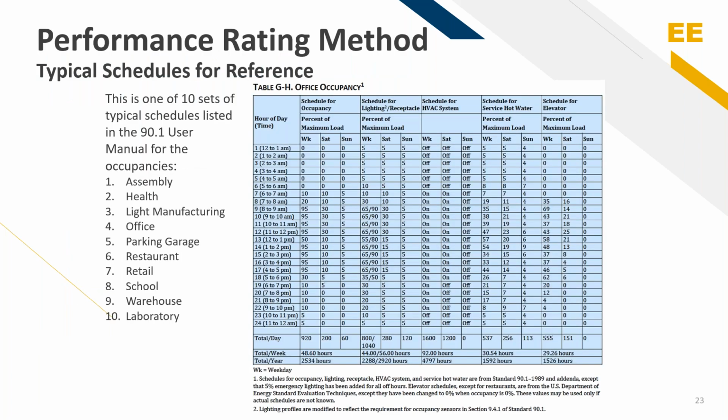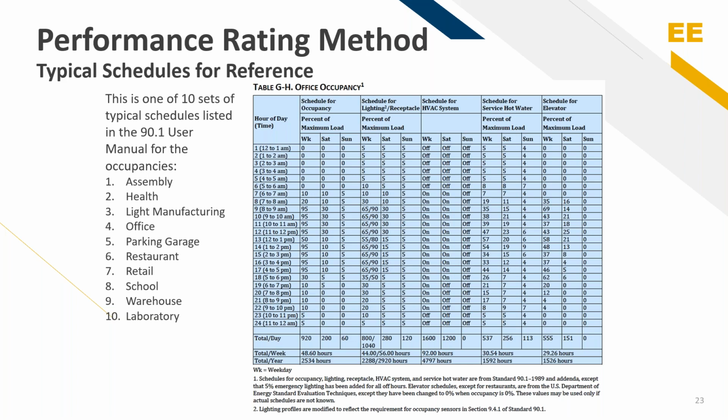So here's just an example of what it looks like in the user's manual. This is for an office. So for every hour of the day, they have a fractional load component associated with occupancy, lighting, receptacles, whether your HVAC system should be on and off, service hot water loads, and elevators. And again, each of these are a little bit different, but it doesn't dictate your thermostat set points, for instance. So that's going to be something that's specific to your project and whether you have a setback temperature or not.